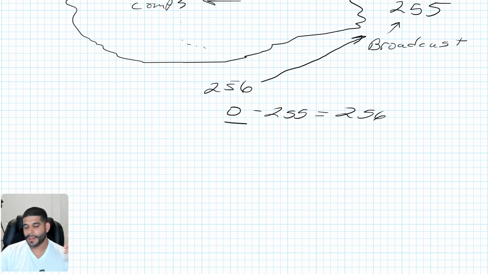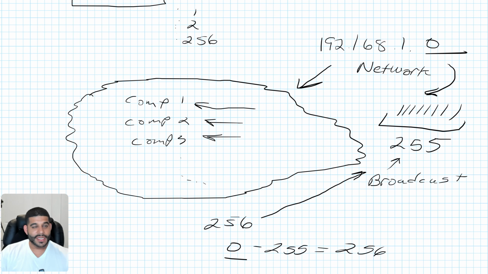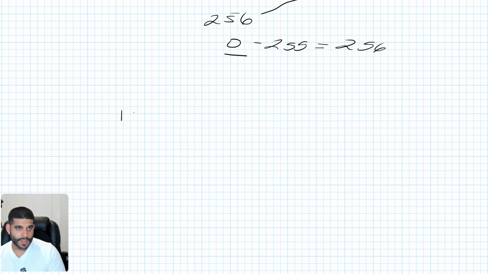What is a default gateway? The default gateway essentially is your router. Whenever you are sending your information over and you're trying to route within your home network, the address for your network is 192.168.1.0.